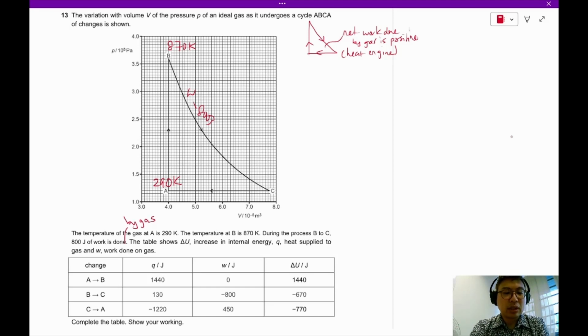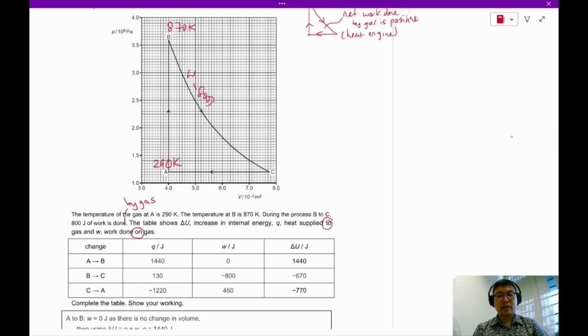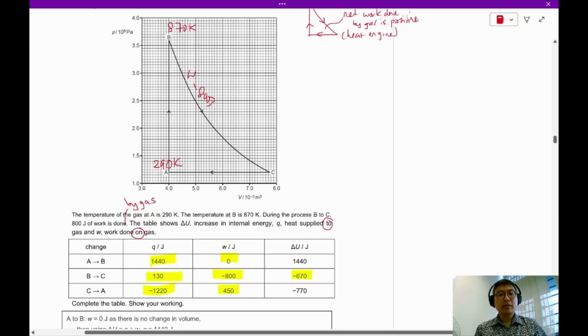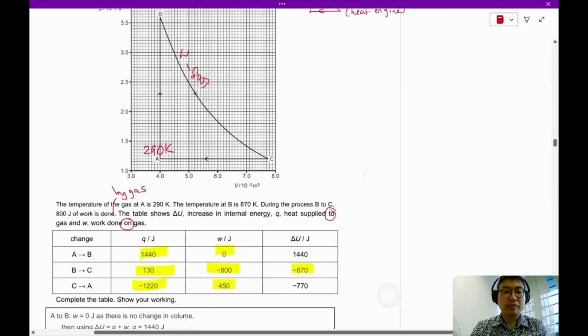The table shows delta U, the increase in internal energy, heat supplied to the gas, and work done on the gas. So very good. All the terms are the correct terms, so we don't have to switch any of the signs. Now let's take a look at the data in the table. We only have two pieces of data and almost everything else is unknown. So what can we fill in first?